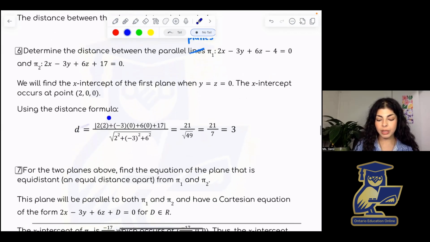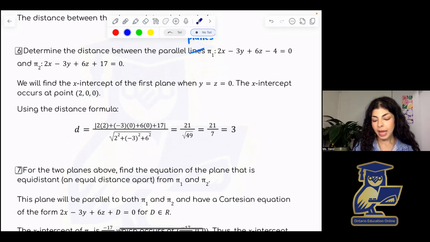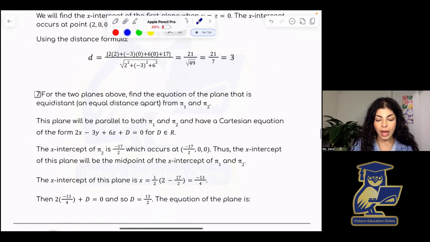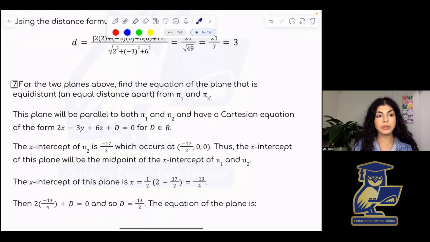So using that formula above, I will set up by just substituting all my values of x0, y0, z0, as well as a, b, c, d, and I will end up with 21 over square root of 49, which is also 21 over 7, and this is equal to 3. Now, we also have sometimes another type of example.